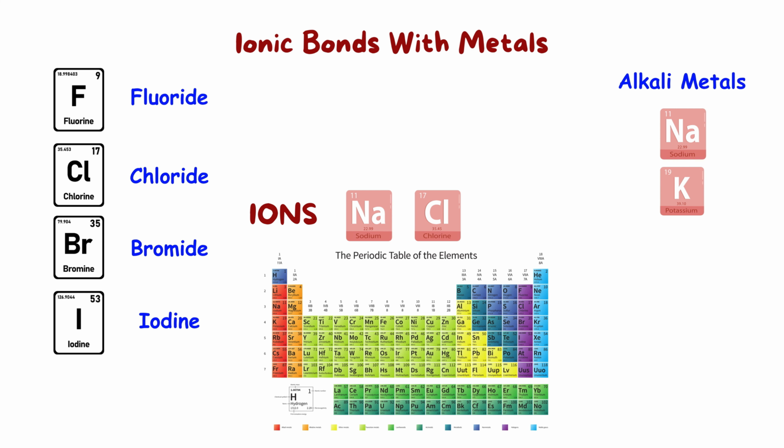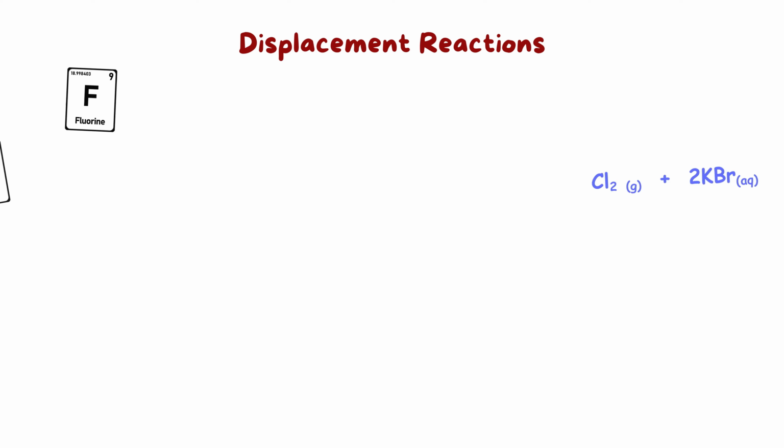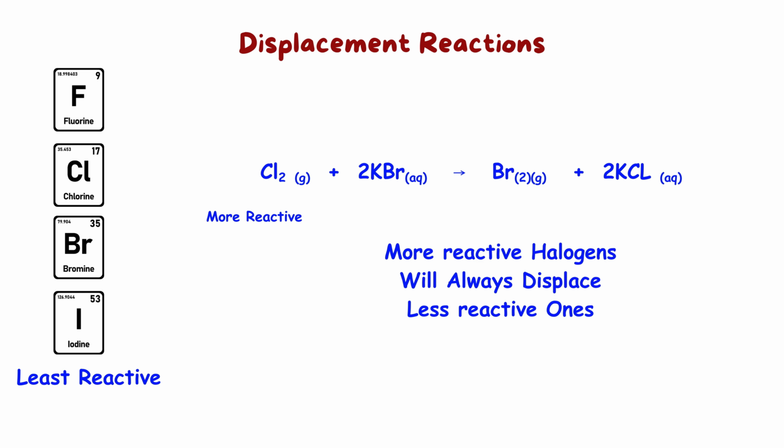One of the most interesting and testable reactions involving halogens is the displacement reaction. In this type of reaction, a more reactive halogen can displace a less reactive halogen from its compound. For example, if chlorine gas is bubbled into a solution of potassium bromide, the more reactive chlorine atoms will displace the bromide ions and bond with potassium instead, forming potassium chloride. This works because chlorine is higher up in Group 7 and thus more reactive than bromine.